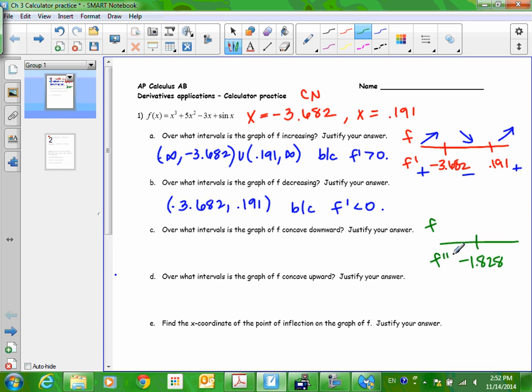So you either need to use the graph, or you need to do whatever you want to do. I kind of like the graph because it tells you what to put on your sign chart. Did y'all pick up on that? When you graph it, it gives you the number, and you don't really have to do test points.